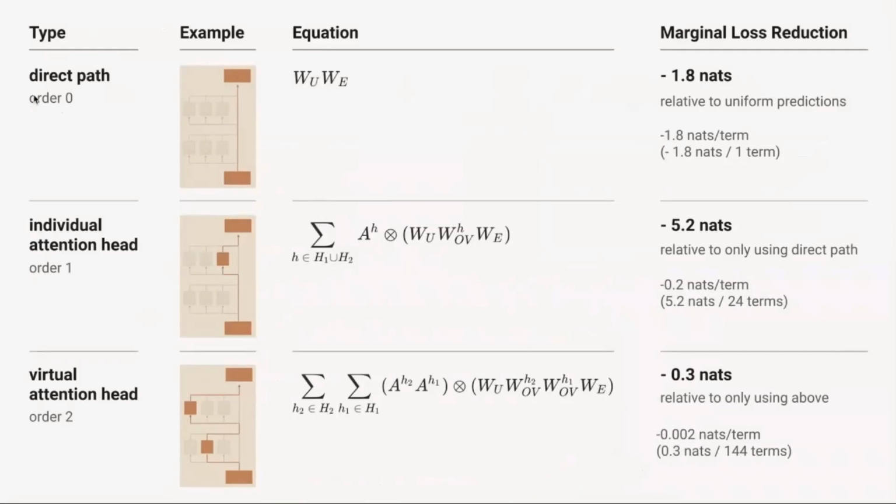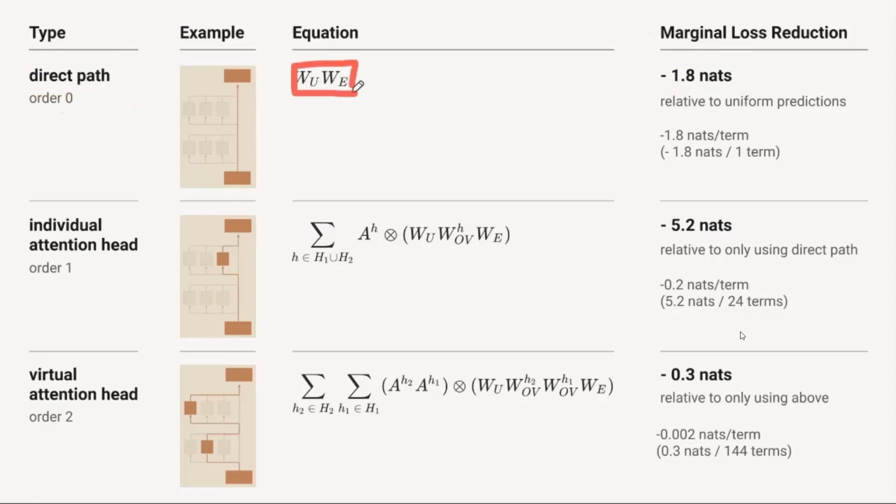So for the direct path term, which is just going straight up the middle, if you're measuring relative to just making random predictions, you reduce the loss by 1.8 nats when you add that term to the model. So that's a pretty nice drop, especially for a single very simple term.